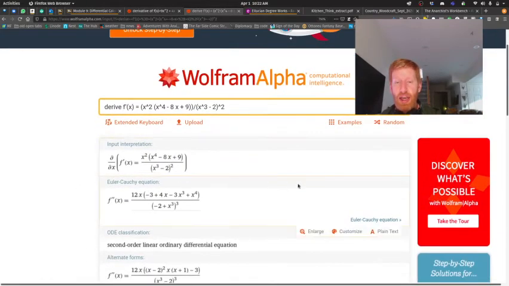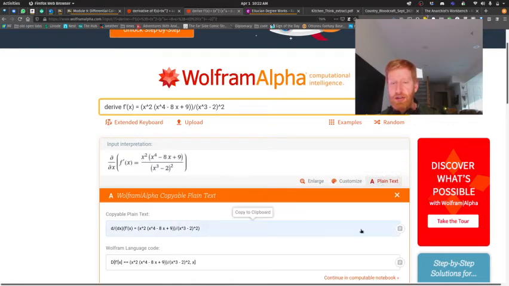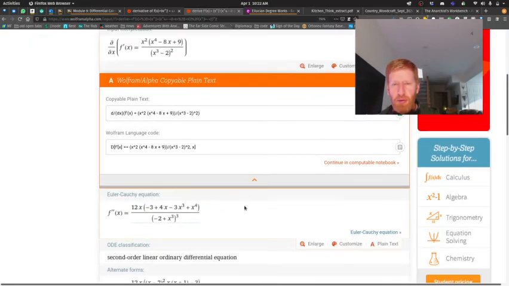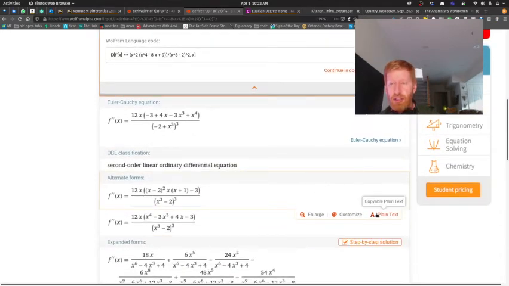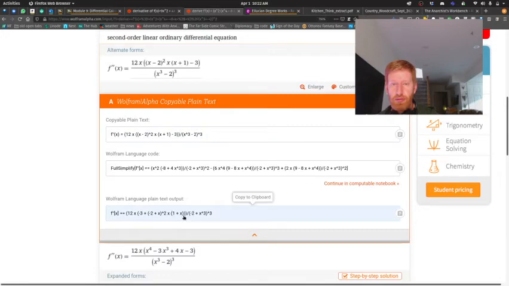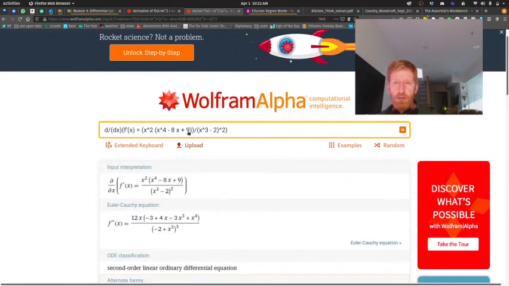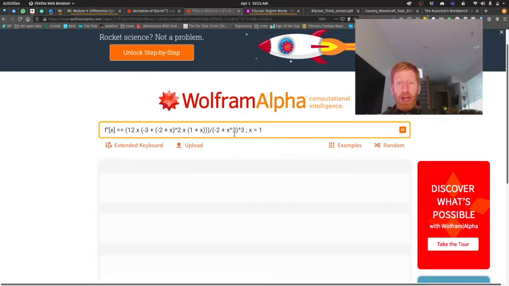And then we can say, let's take that plain text. Is that what we want? It's not really what we want. Okay, we can take the Wolfram language version. Let's take this. So here it is in Wolfram language. There's a layer here where you put in stuff. This website tries to convert it into Wolfram language, but this is what's going on under the hood. So let's plug this in with x equals 1.